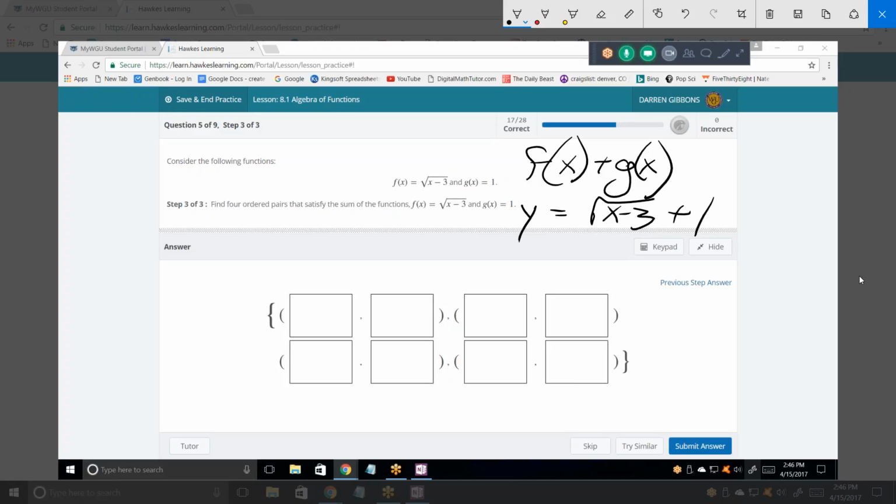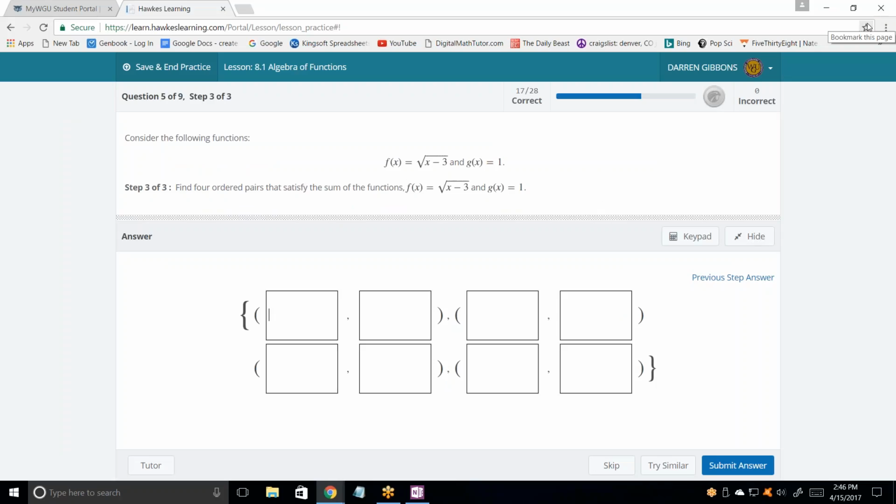Let me go back to the other page and we'll just put the answer in. It's this function minus number 1. Okay? So remember, our x is still restricted. We still can only use x's greater than or equal to 3. So let's start there again. 3. What is the sum of those two functions going to be when x is 3? So would it be 3 minus 3?